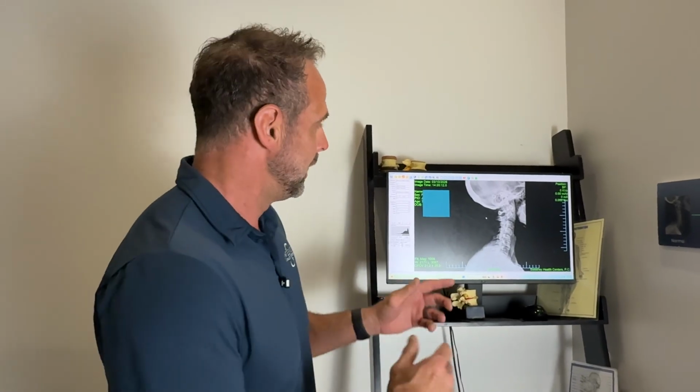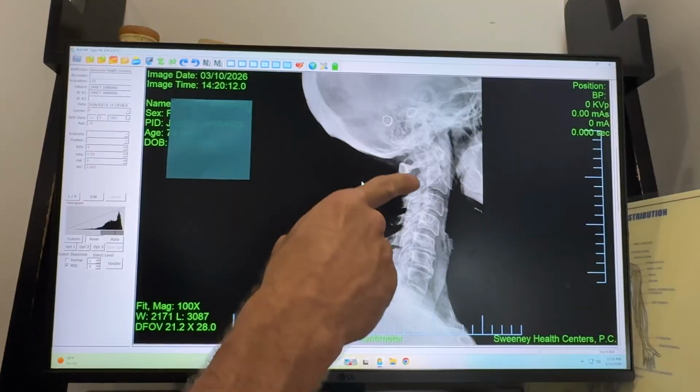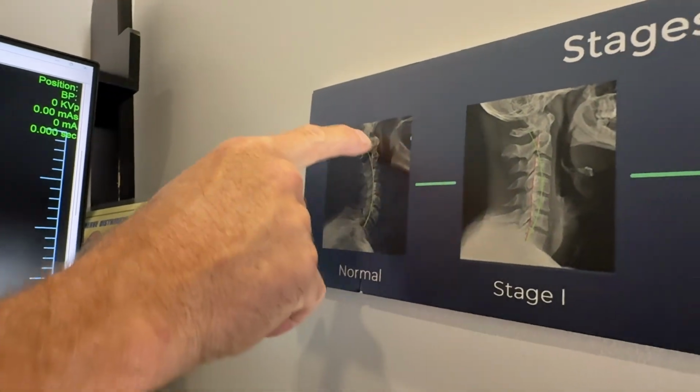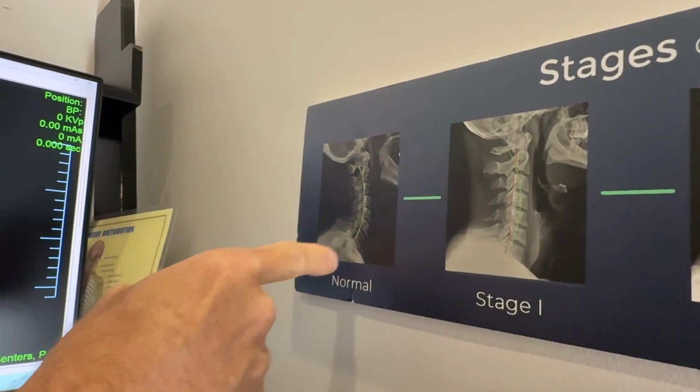I wanted to show you real quick an X-ray and what a normal X-ray should look like and what a typical X-ray looks like. So this person came in, and when they initially came in, you notice that they have a straight neck, where if you look at a normal X-ray, it should have this normal forward curve. That's the side view of the neck. So it should have a banana-shaped curve from the front.